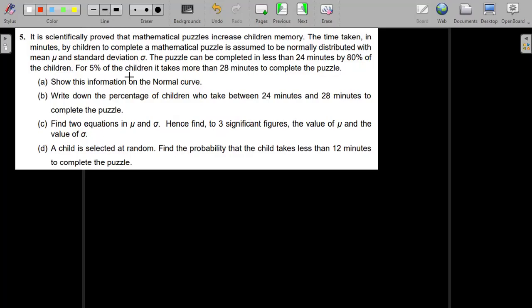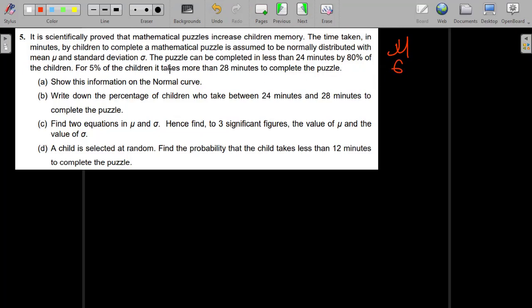Welcome back. We are now solving question 5. Okay, so they're saying it is scientifically proved that mathematical puzzles increase children's memory. The time taken in minutes by children to complete a mathematical puzzle is assumed to be normally distributed with mean mu and standard deviation sigma.